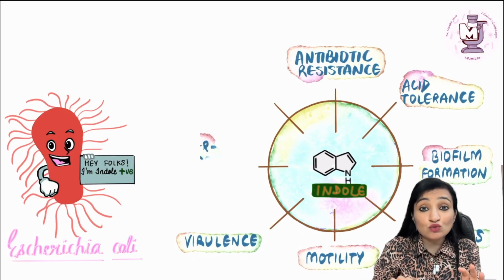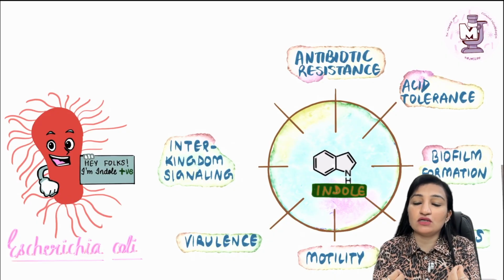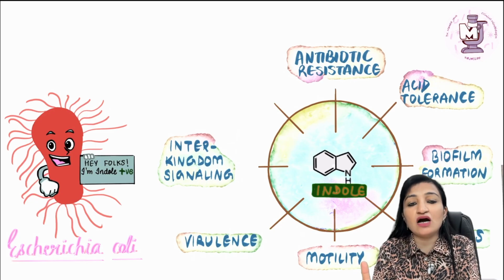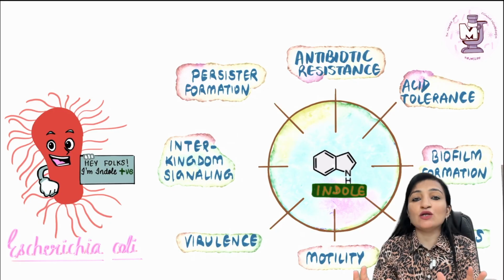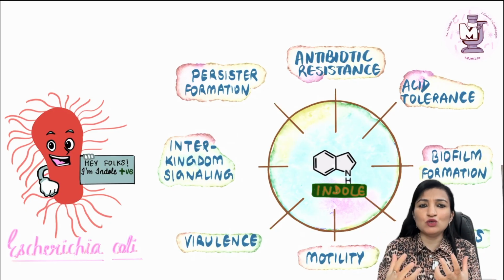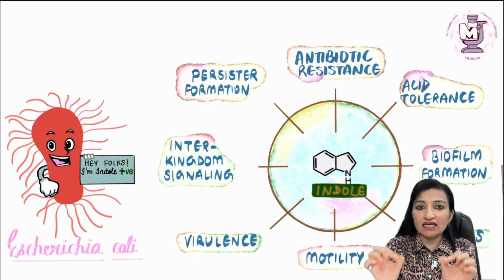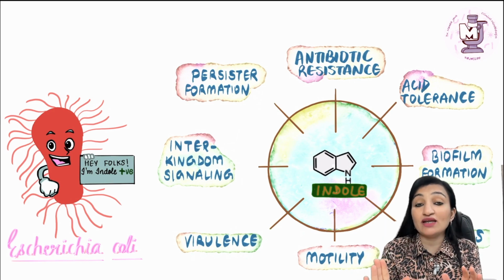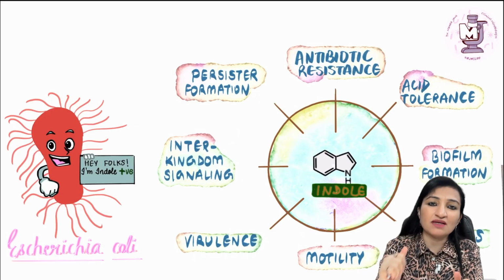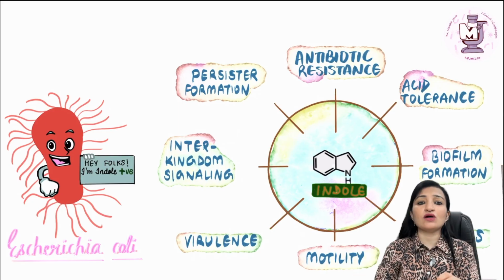And the last 2 important things which are contributed to by indole are interkingdom signaling and persister formation. I know these are somewhat new terms for you. You don't have to go into details at the level of second MBBS. I'll just tell you briefly about these points so that in case your examiner asks you what these mean, you should have something to say about them. So what will you have to say?